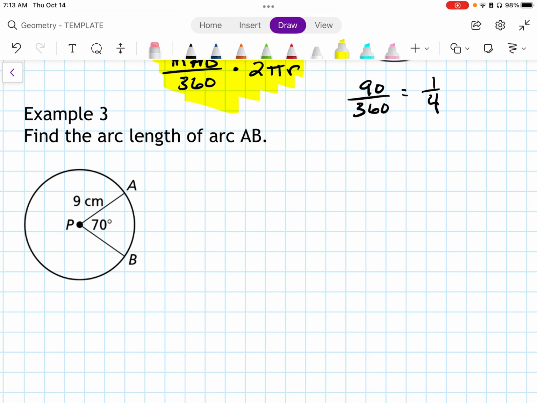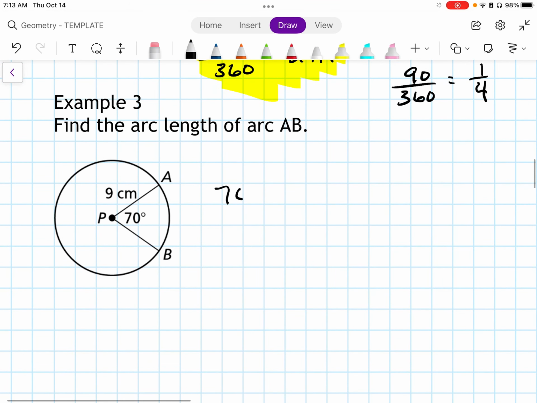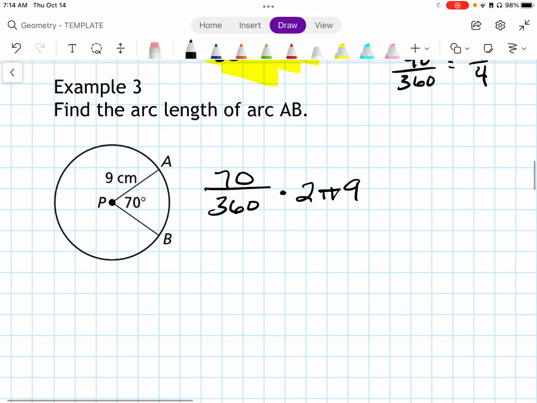Example 3, find the arc length of arc AB. Well, I'm going to just plug into my formula. I have a 70-degree angle, so 70 over the total, 360, times 2 pi r, and my radius is 9. Now I'm going to type all this in my calculator, but I'm going to leave out the pi. That way the pi, I can leave it in terms of pi.